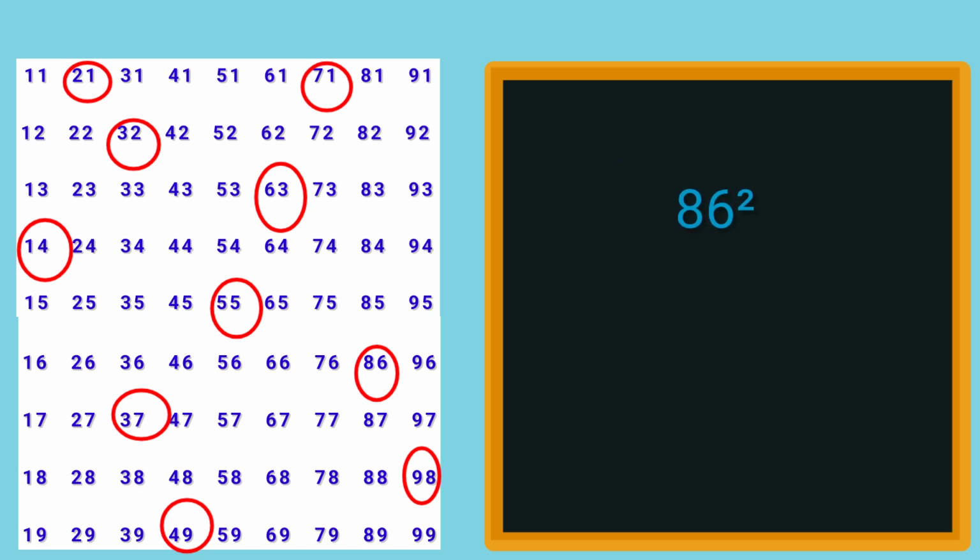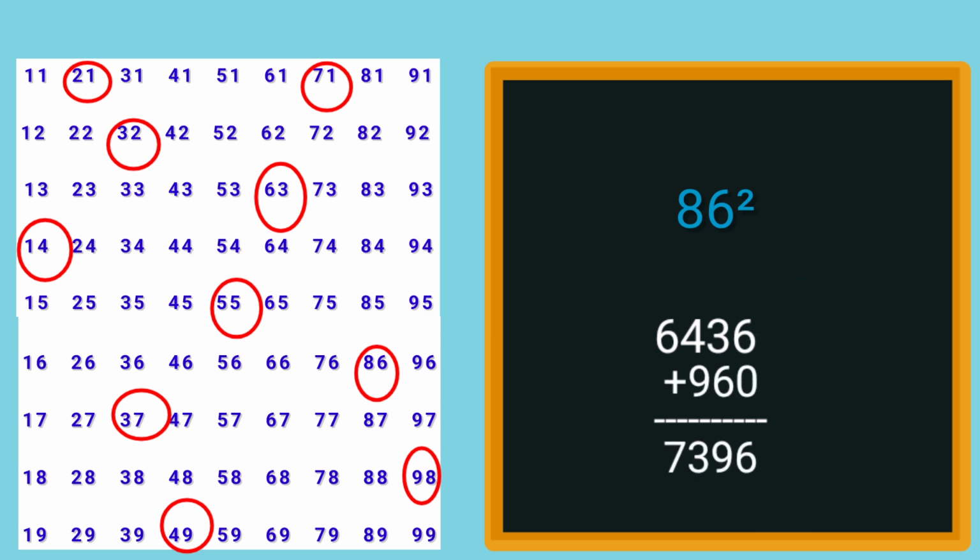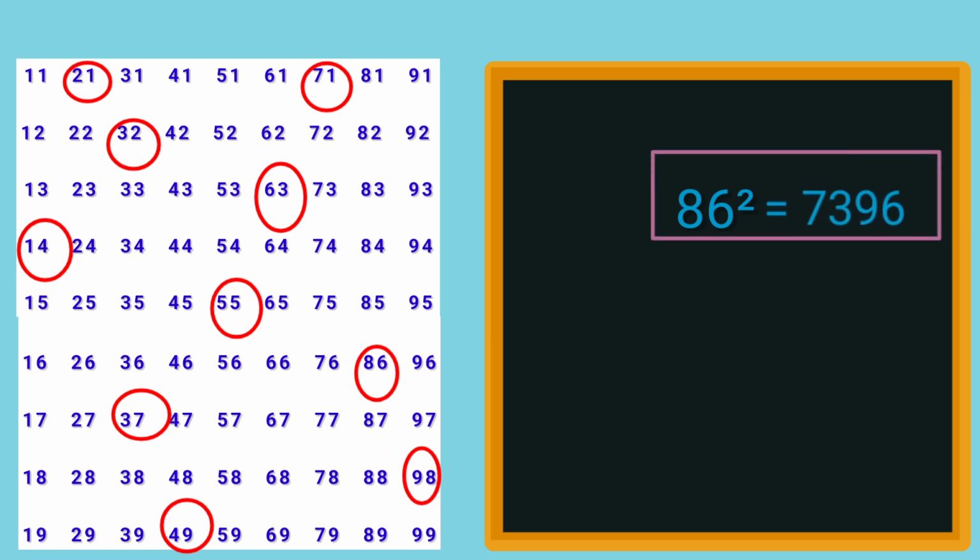Next we are going to find 86 square. Our first step is to write squares of both digits. 8 square 64, 6 square 36. Next we will multiply the numbers seen. 8 into 6 into 2. 8 6s are 48. 48 into 2 is 96. On placing 0 next to 96 it becomes 960. This we will add to the squares written down. 6436 plus 960 gives 7396. So 86 square equals 7396.